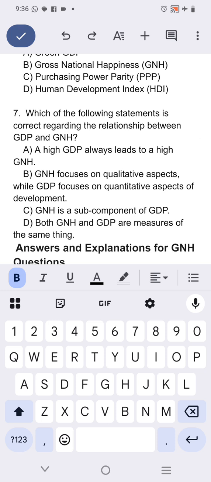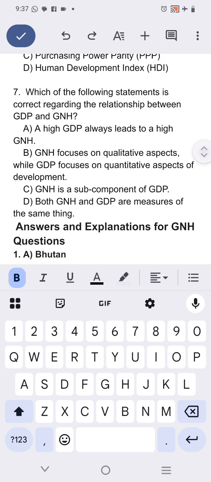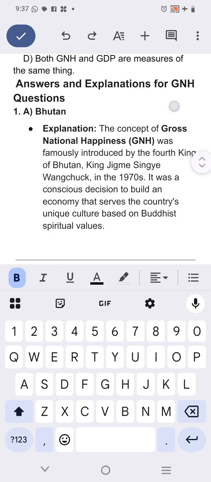Which of the following statements is correct regarding the relationship between GDP and GNH? Does high GDP always lead to a high GNH? No. GNH focuses on qualitative aspects, while GDP focuses on quantitative aspects of development. B is the right answer. Both are not measures of the same thing, so A, C and the others are wrong. Done. So the first answer is A, Bhutan.